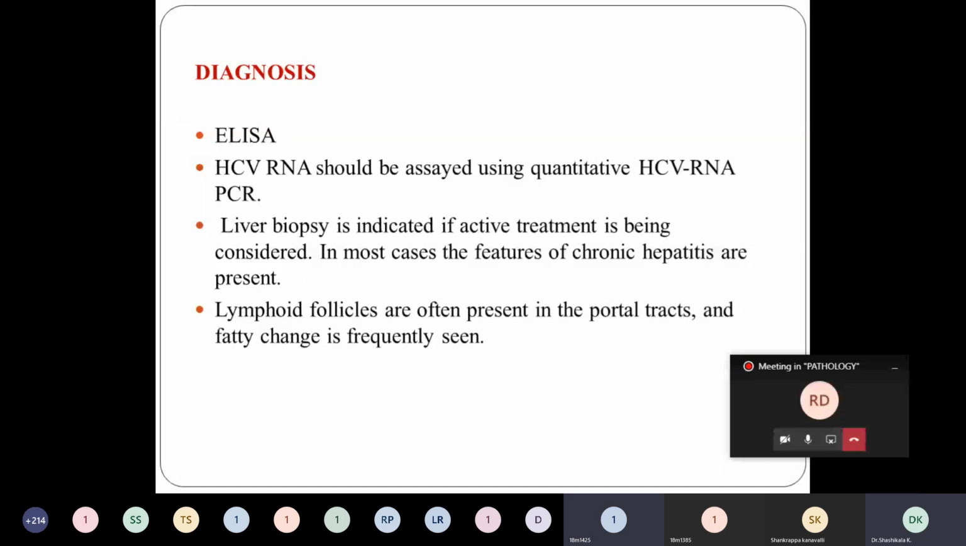So in most cases, the features of chronic hepatitis are present. Lymphoid follicles are often present in the portal tracts and fatty change is frequently seen.